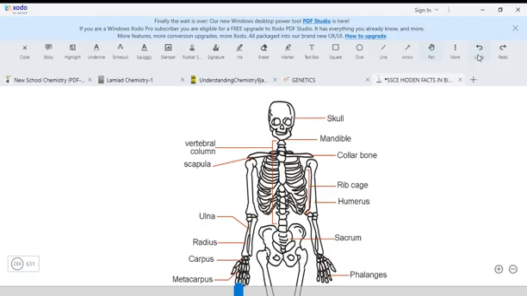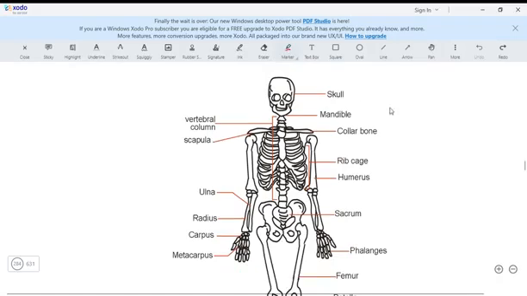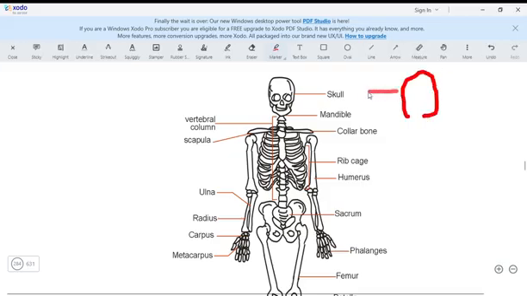So if you are told to draw a skeleton, what are the things you take note of? To draw a skeleton, you draw your skull. The skull, this is the first drawing. In the skull we have the eye sockets, the nasal cavity, the mandible and the maxilla.